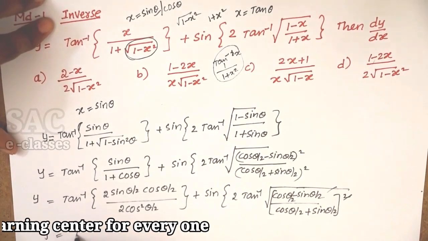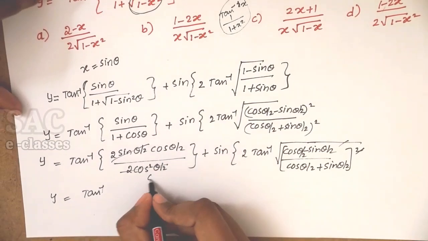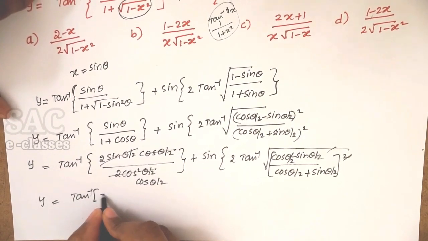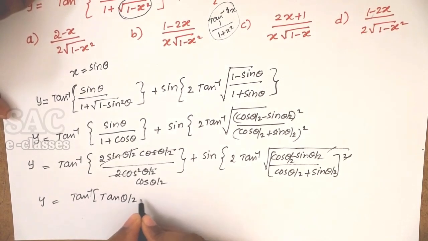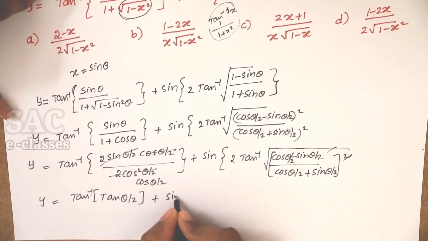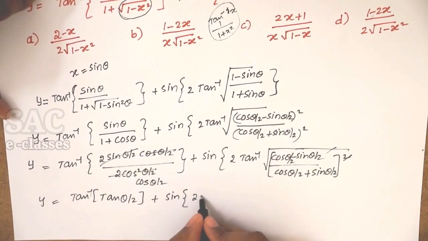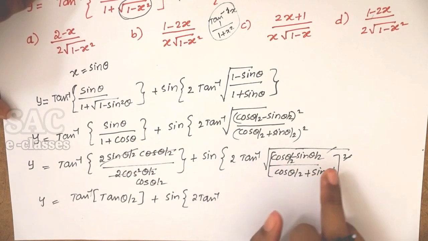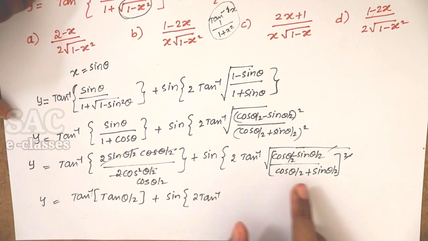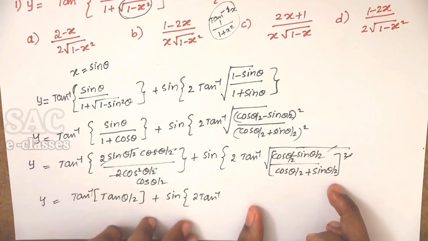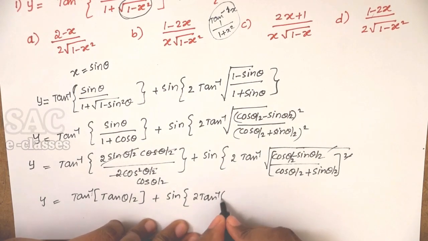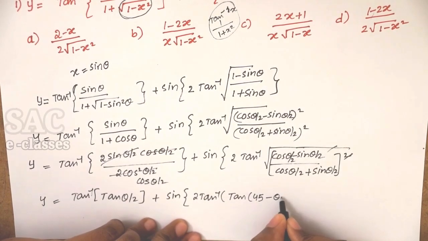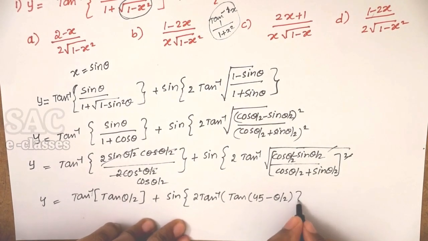So y equal to tan inverse of sin theta by 2 by cos theta by 2, which is clearly tan theta by 2, plus sin of 2 into tan inverse of, we know that it is looking like (cos theta minus sin theta) by (cos theta plus sin theta), which gives you tan of 45 minus theta. So 2 tan inverse tan of 45 degrees minus theta by 2.